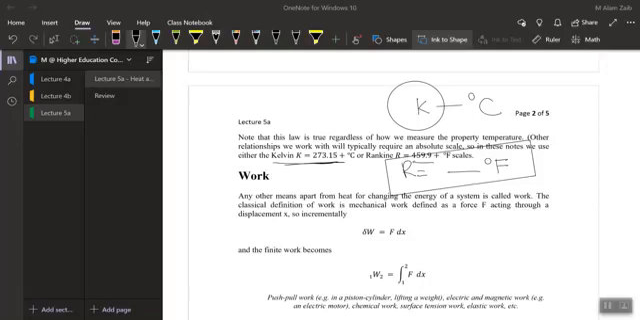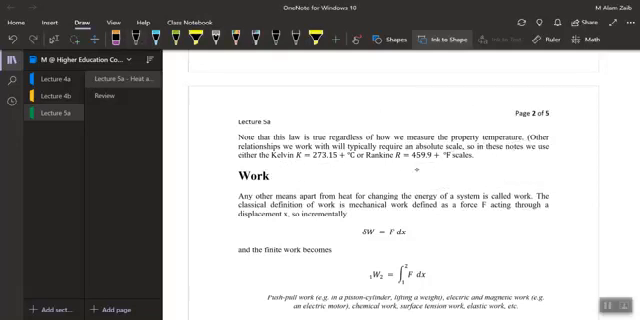Now let's move to another form of energy, and that energy is called work energy. I'm calling them both energy. If you remember, the unit of both of these energies is the kilojoule. So these are the different forms of energy we will be looking at.